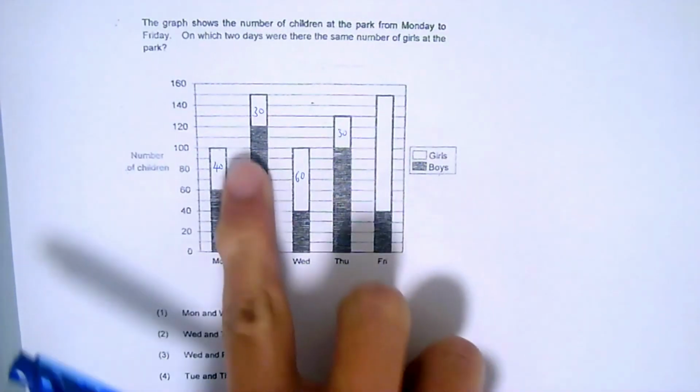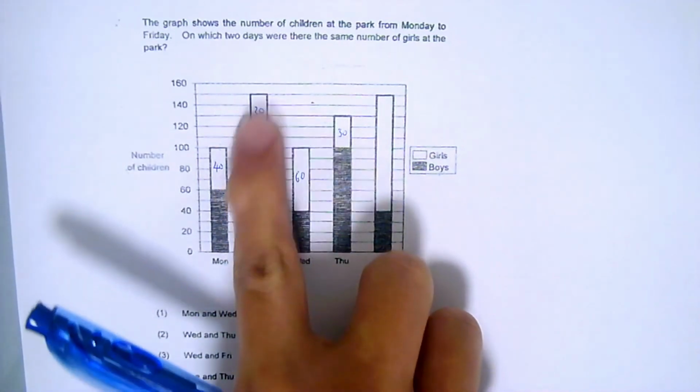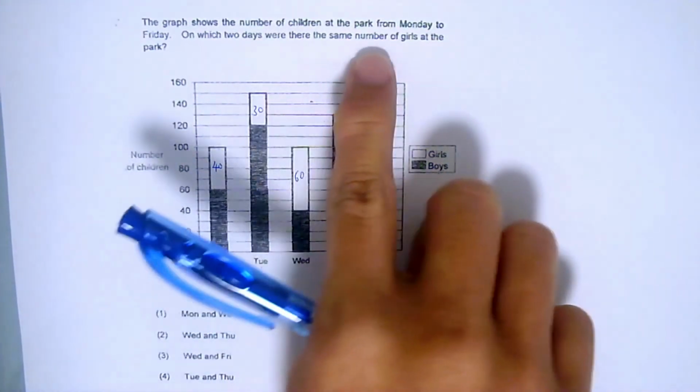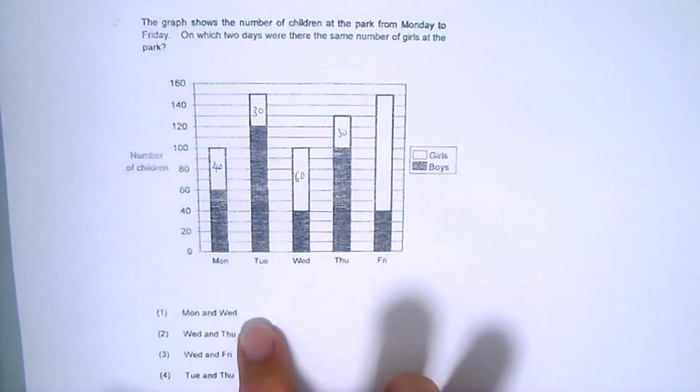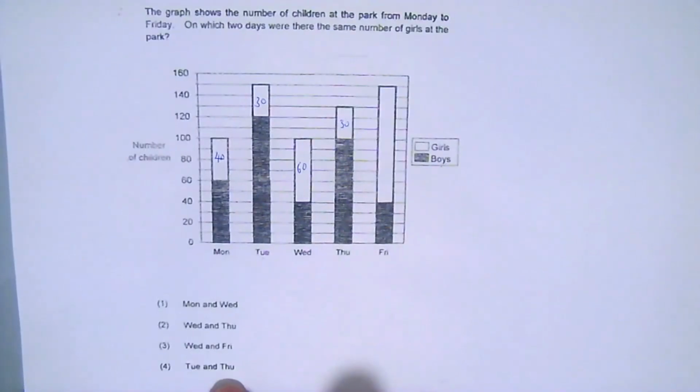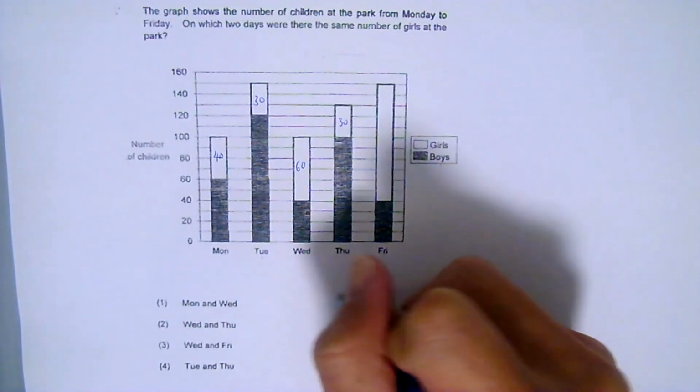Actually, we got the answer already, right? See, 30 and 30. So on Tuesday and Thursday, there are the same number of girls at the park. Tuesday and Thursday. So let's look at the options. Which one is Tuesday and Thursday? Number 4. Okay, so number 4 is the answer. Done.